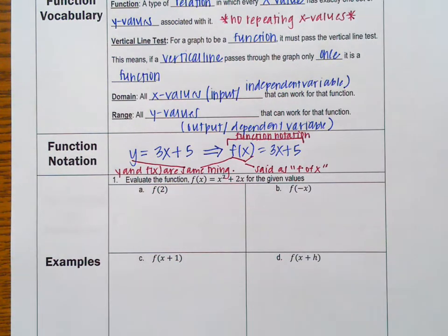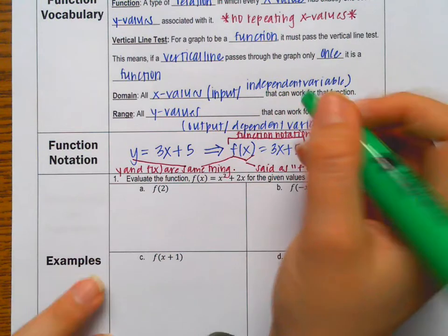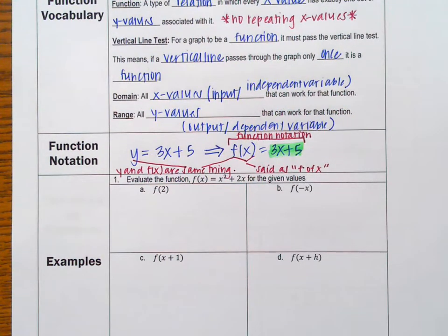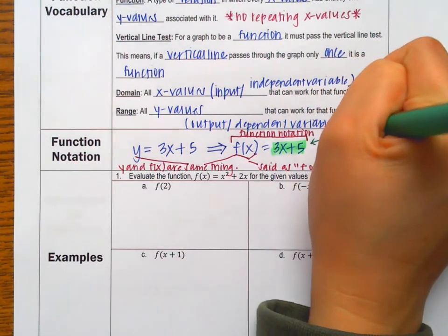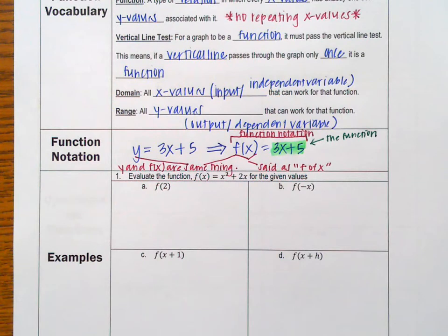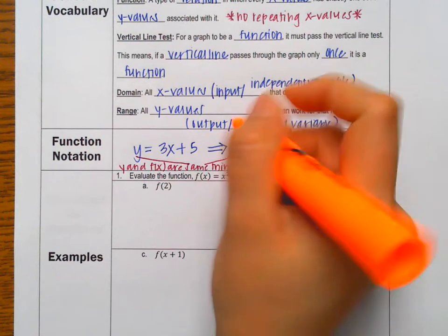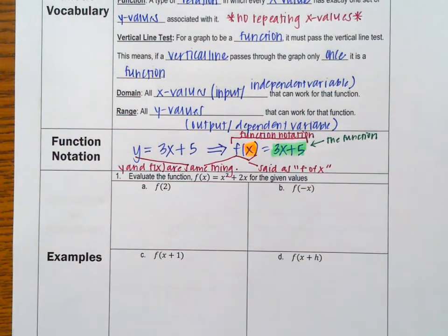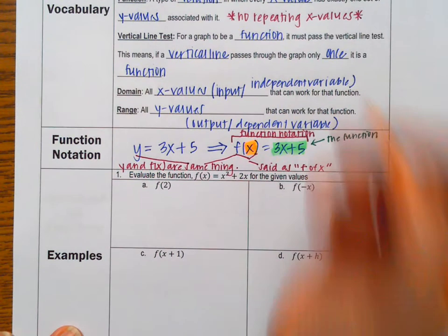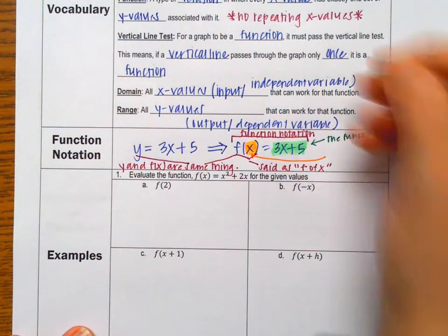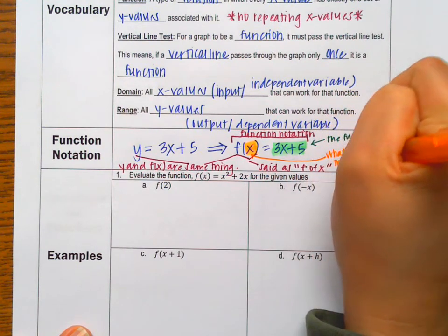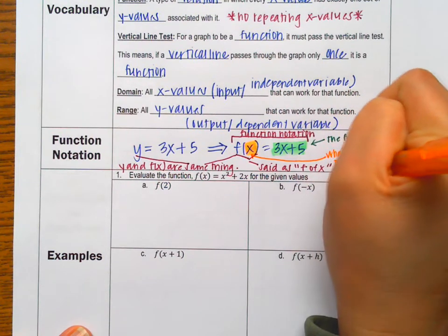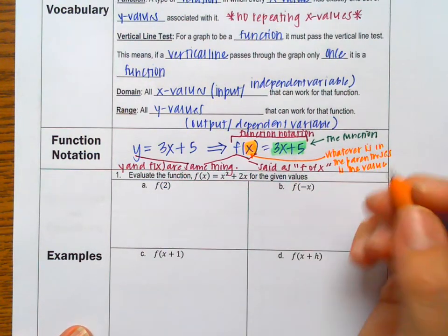Okay, so then the 3x plus 5, that's the actual function. And what we're going to be focusing on the most, really, is the x. So whenever I see this x, or if you notice down here, whatever is inside those parentheses tells me the value that I'm going to be plugging in for x. So whatever is in the parentheses is the value you plug in for x.